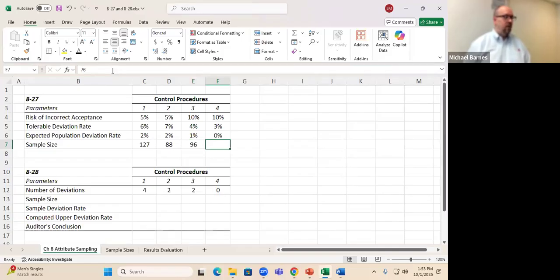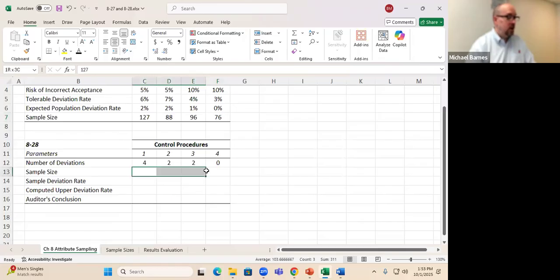Now we've got number 4. Number 4 is 76, which is actually a pretty substantial drop, given that the distance between the tolerable deviation rate and the population deviation rate effectively did not change. The numbers themselves did change, but the distance did not. Part of what is driving that is the expected population deviation rate of 0%. If we don't expect any deviations in the sample, the number of items we have to select in the sample goes way down. So it's important to note.